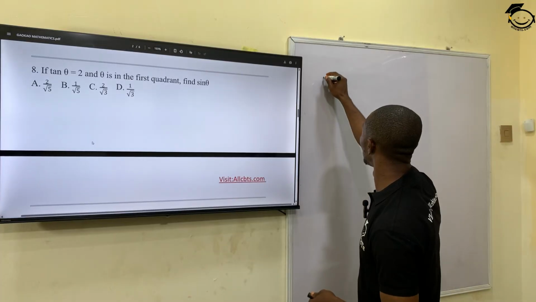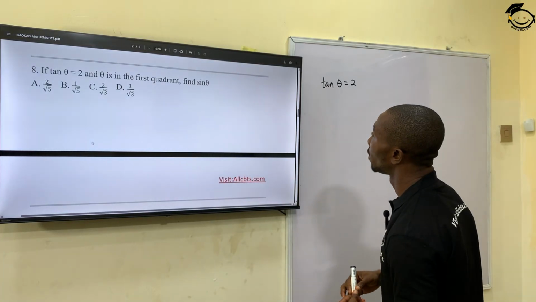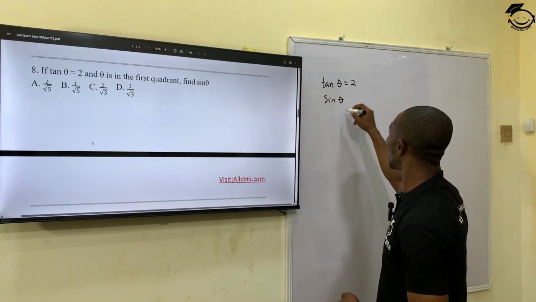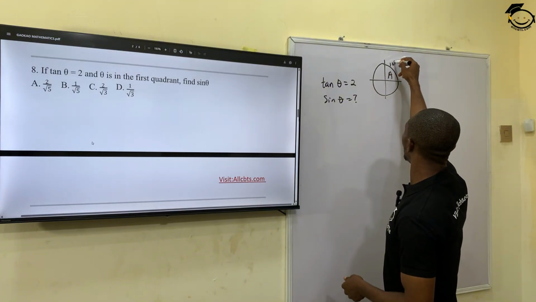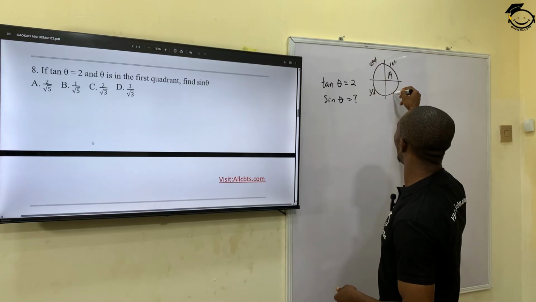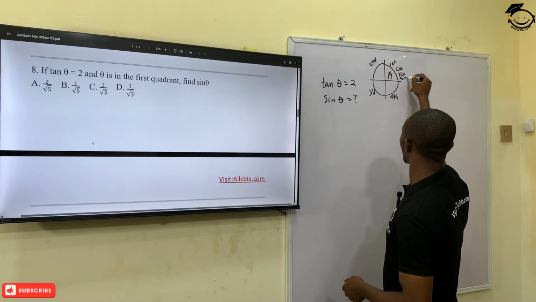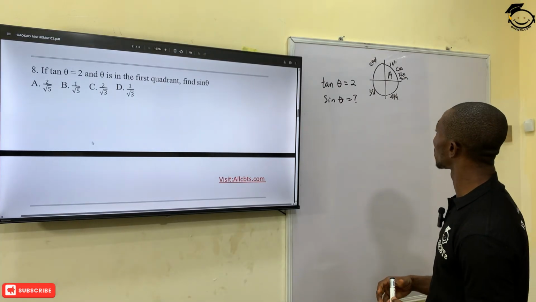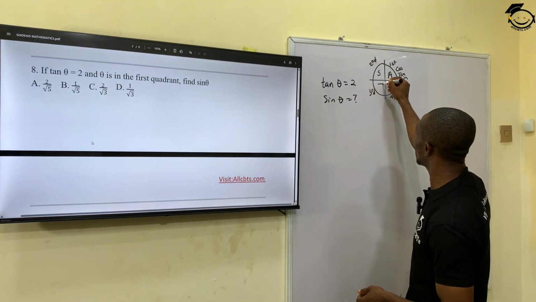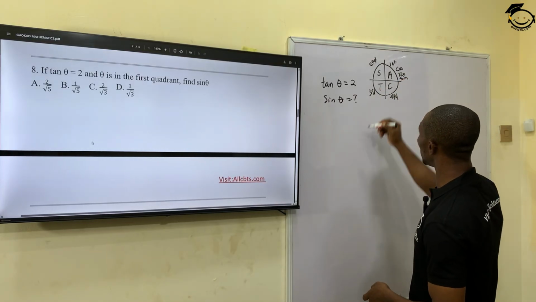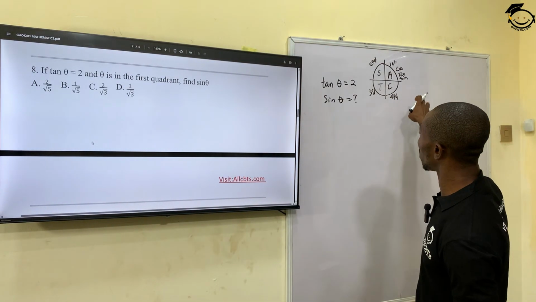If tan theta equals 2 and theta is in the first quadrant, find sine theta. Okay, now we know that in the first quadrant, all are positive. Now, cos is positive, tan is positive, and sine, they are all positive in the first quadrant. While in the second quadrant, only sine is positive. And in the third quadrant, only tan is positive. And in the fourth quadrant, only cos is positive. Now, since our question said our theta is in the first quadrant, that means our tan theta is positive.